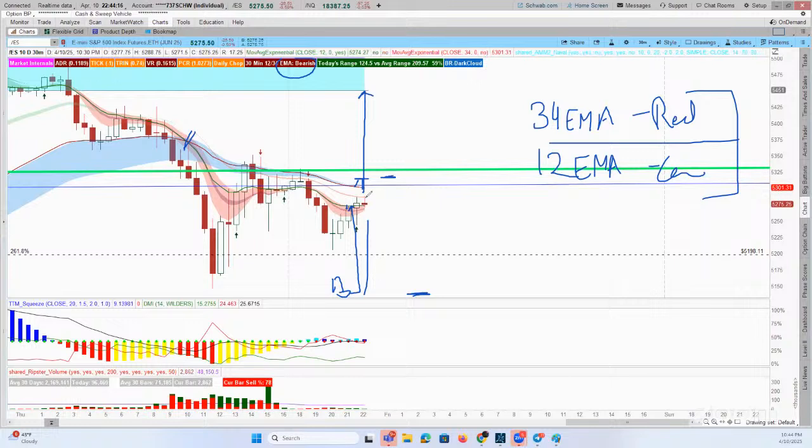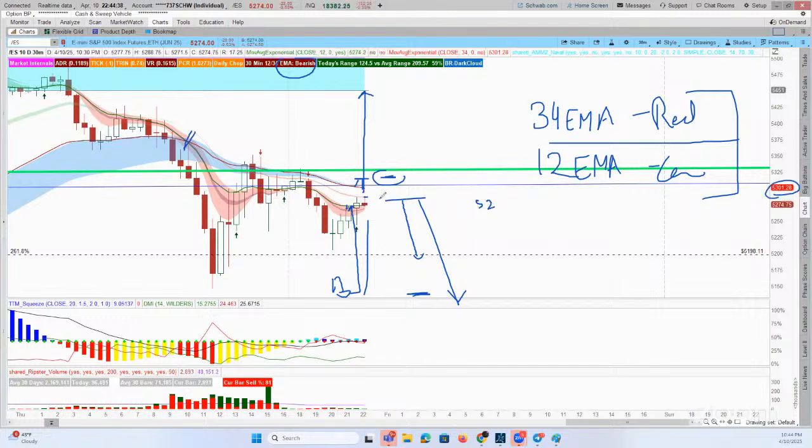If you want to short, you short here with a stop loss of this and look for anything here or here. Right now, it is trying bearish market. It could not clear 34 EMA. Now you can take a trade around 5280. Keep a stop loss of 5300.